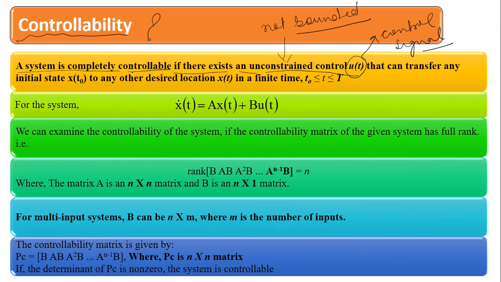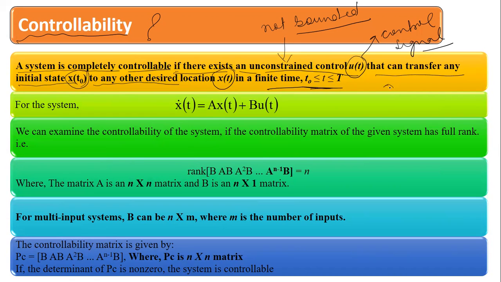Any system is completely controllable if there exists an unconstrained control that can transfer any initial state of the system. This is the initial state. It could be zero, it could be non-zero. To any other desired value of the state, in finite time.